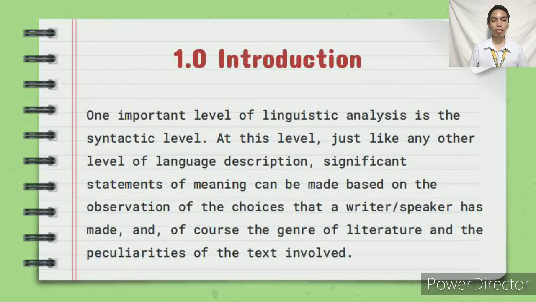One important level of linguistic analysis is the syntactic level. At this level, just like any other level of language description, significant statements of meaning can be made based on the observation of the choices that a writer or speaker has made and, of course, the genre of literature and the peculiarities of the text involved. So when we say syntactic level, it deals with the structure of sentence or sentence structure.